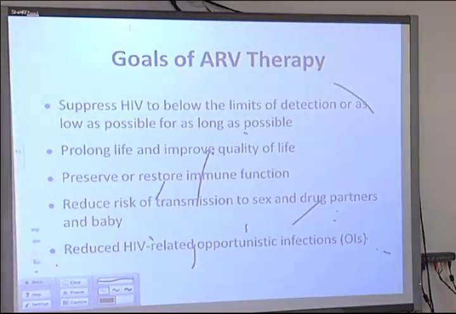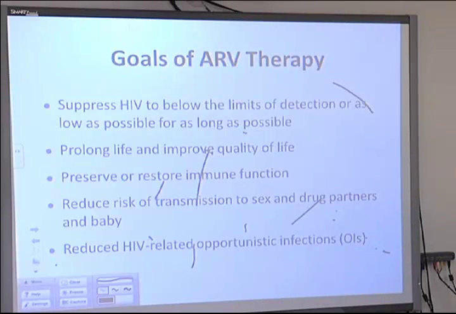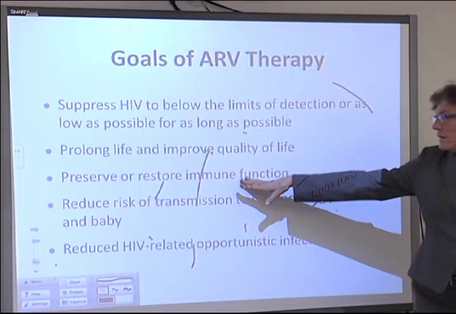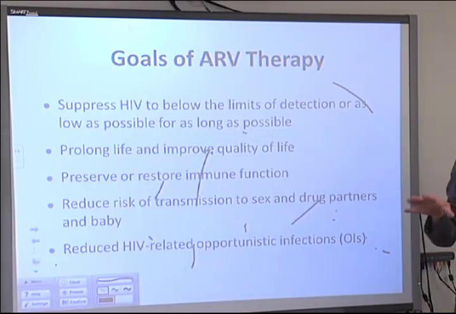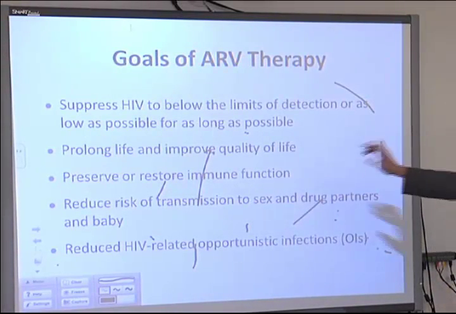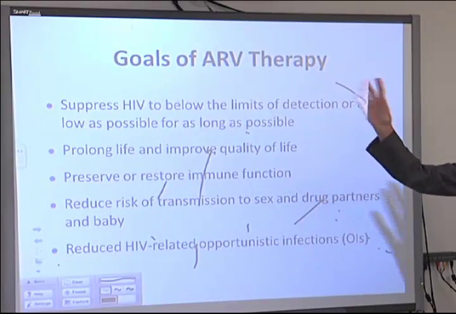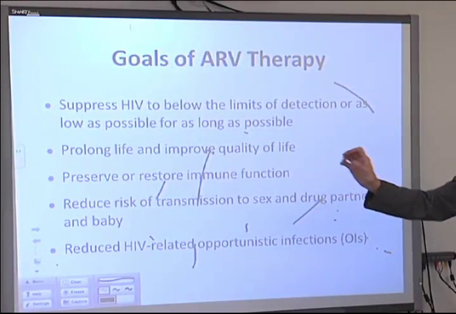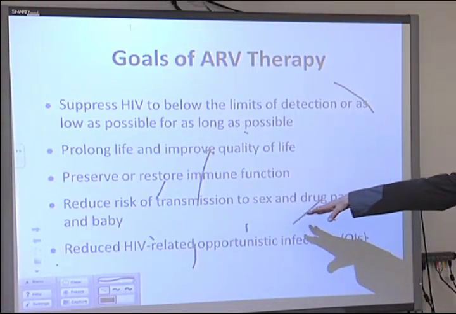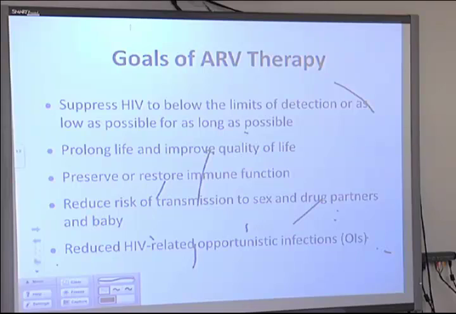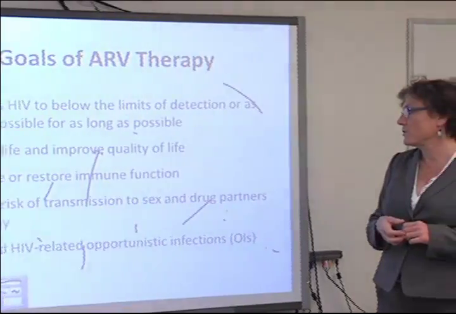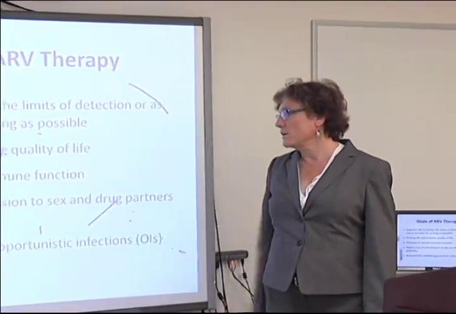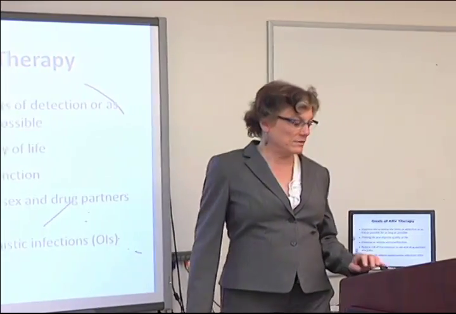Also, another goal is to preserve or restore immune function, because remember, when the client's immune function is lower, that's mainly when all these other opportunistic, the tongue twister word, infections have a chance to invade one's immune system, and that's usually what ends up killing a person, not so much, quote, the AIDS itself. Also, to reduce the risk of transmission to sex and drug partners and from women to a baby, and also to reduce HIV opportunistic infections.